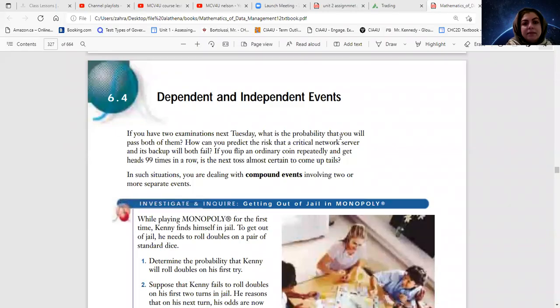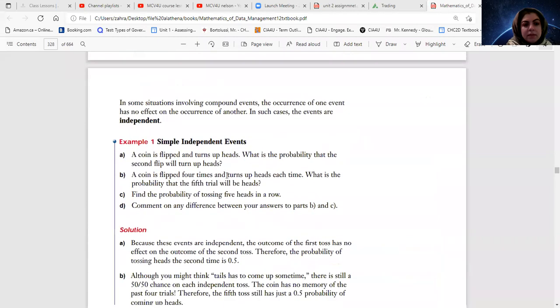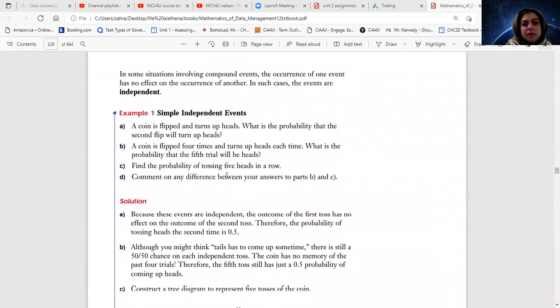6.4, dependent and independent events. Let's do an example. What are independent events? Let's say you toss a coin twice. The first one you toss is head. For the second one you toss, does the result depend on the outcome of the first one? No, they are two separate independent events.